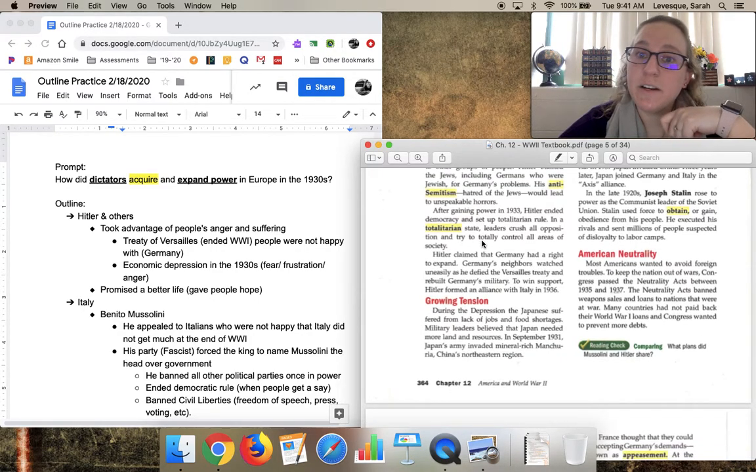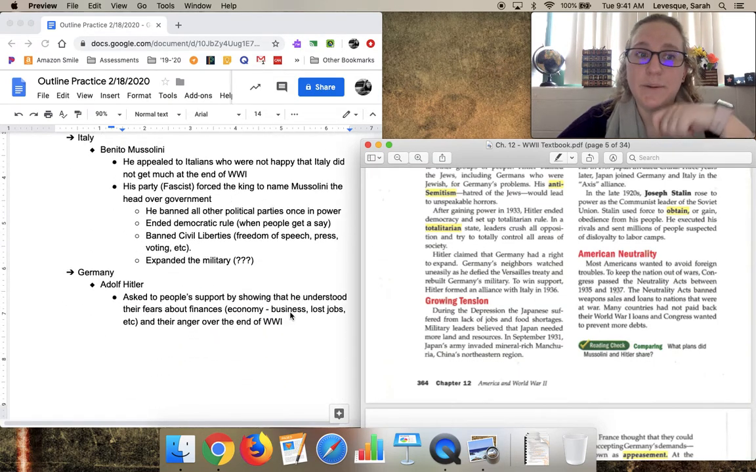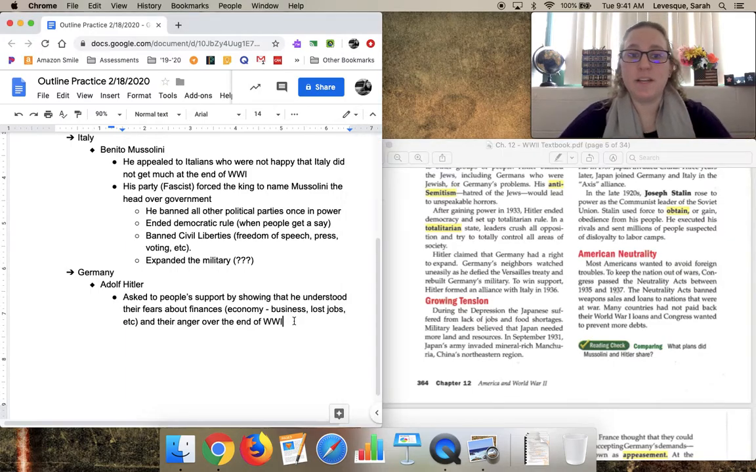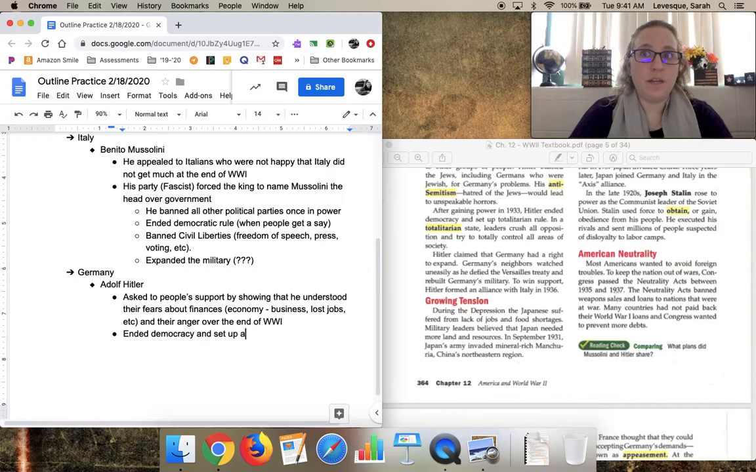In a totalitarian state, leaders crush all opposition and try to totally control all areas of society. So how did he expand or gain power? He ended democracy and set up a totalitarian government. Controlled all areas of society.